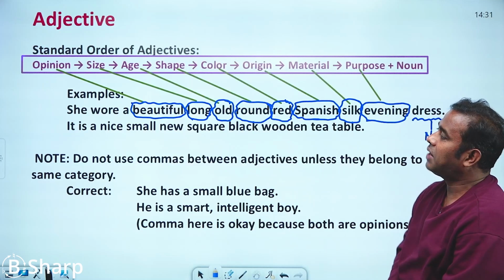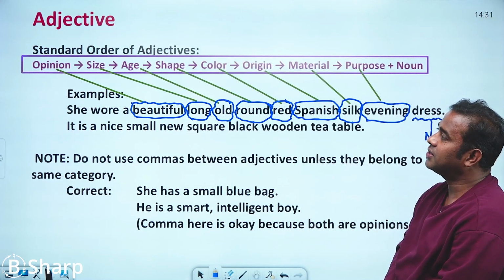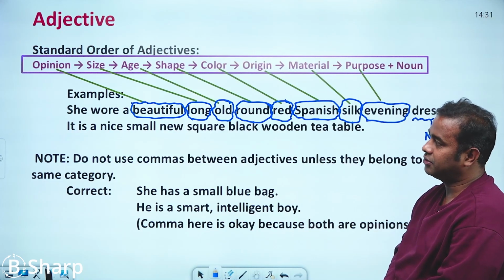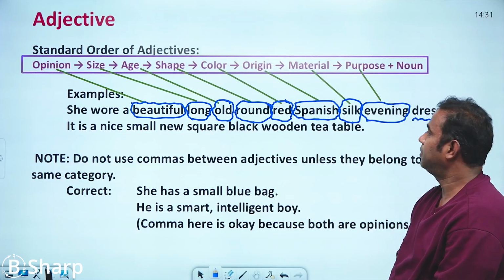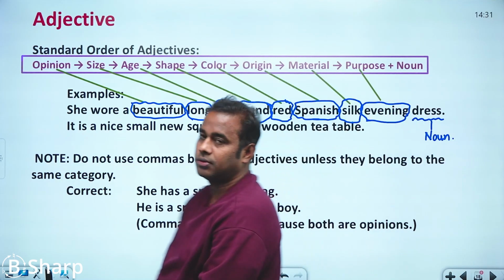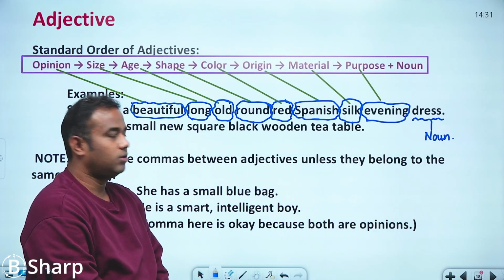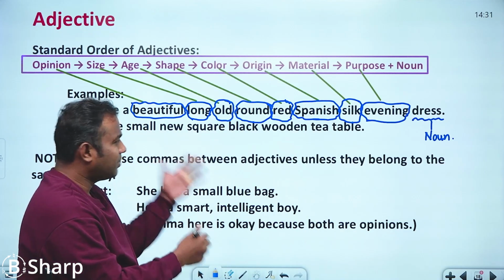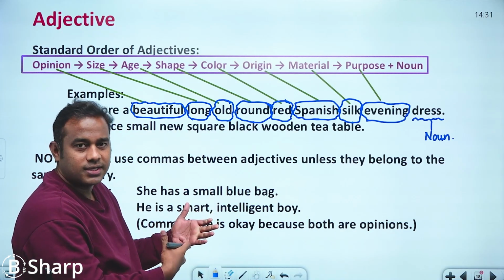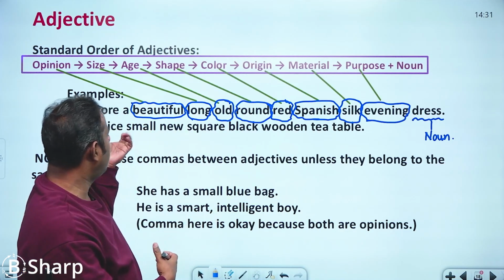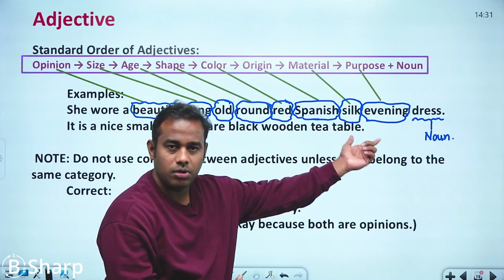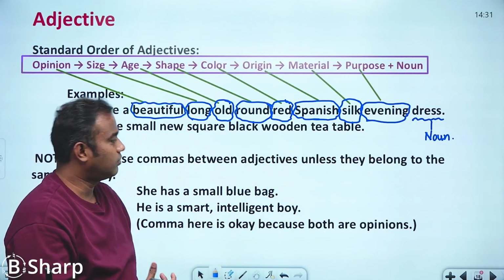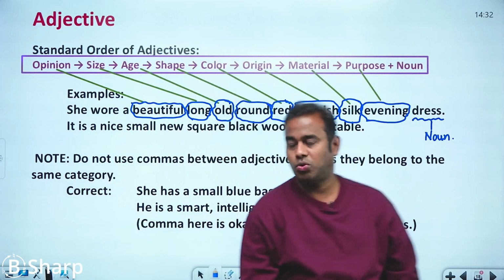So you can remember this sentence for the standard order of adjectives: she wore a beautiful long old round red Spanish silk evening dress. That's the way you can remember. Then you have some other examples, as many as possible. For example, it is a nice small new square black wooden tea table. You can remember in this fashion, whichever way you want.